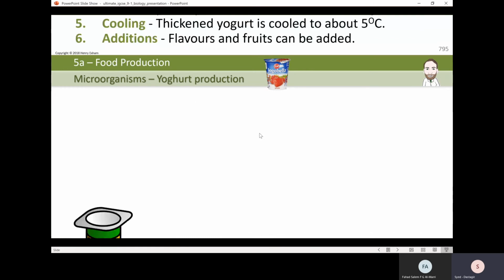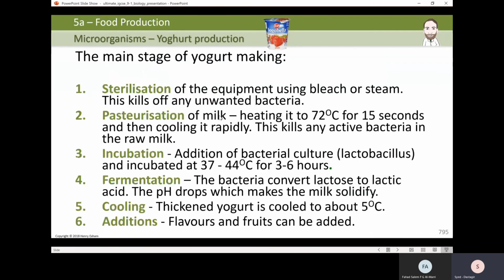The first thing we do is sterilize. We know what sterilize means. Killing off any unwanted bacteria with bleach or steam. Then pasteurization, which means heating the milk up to 72 degrees Celsius for 15 seconds, which again kills any bacteria within the raw milk. Then we incubate the bacteria that we want, which is lactobacillus.